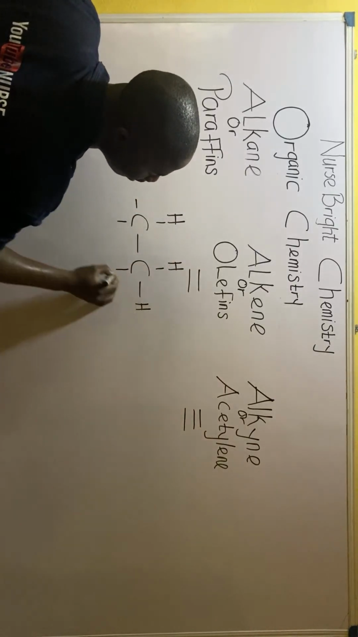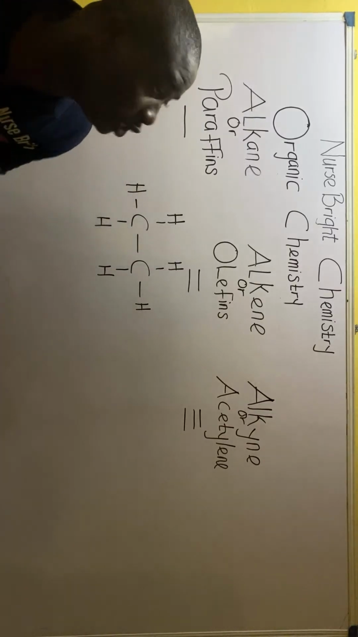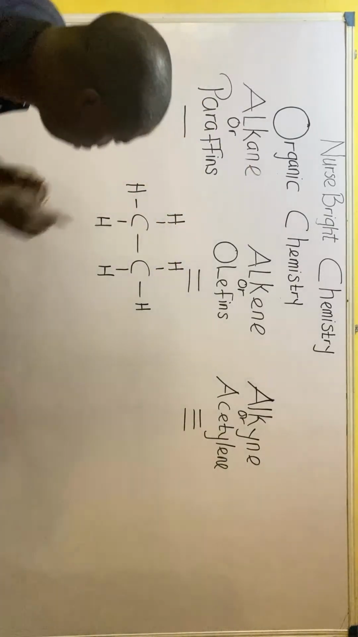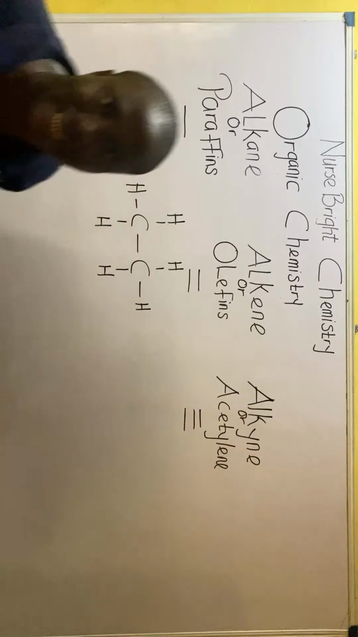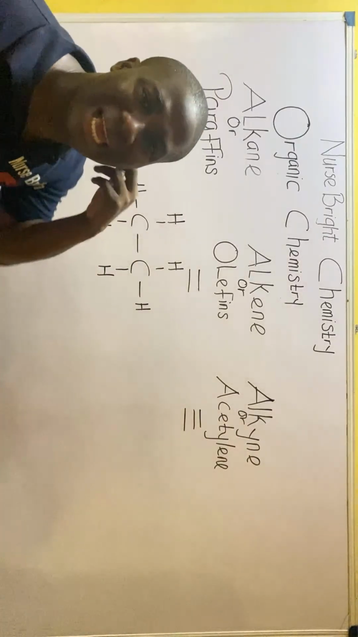And why am I actually writing H around the carbons? What did I tell you? We are talking about hydrocarbons. And I believe you know that hydrocarbons are compounds with carbon and hydrogen only. So no other element can be here.